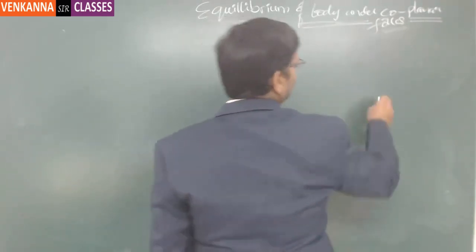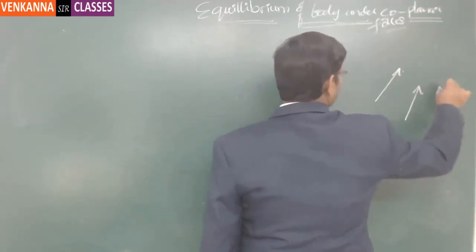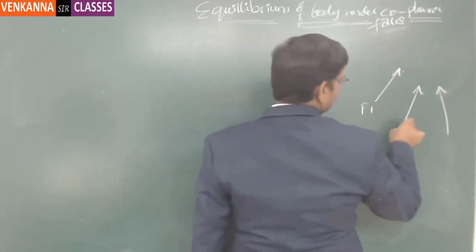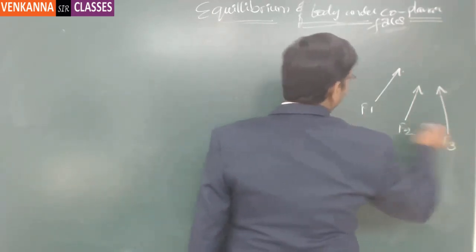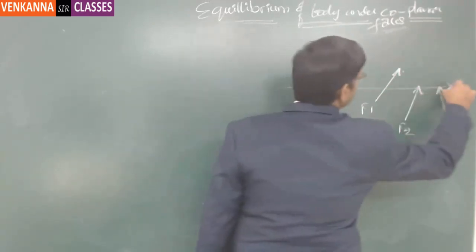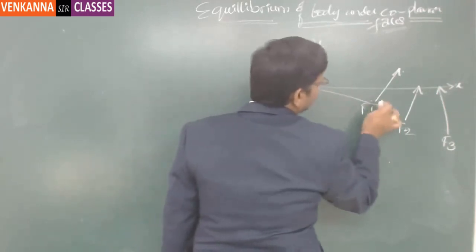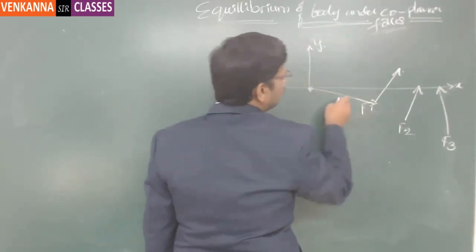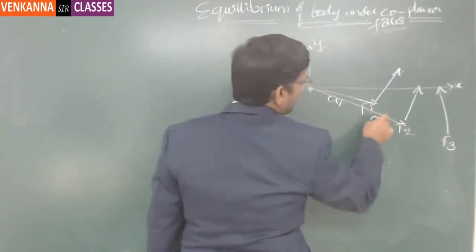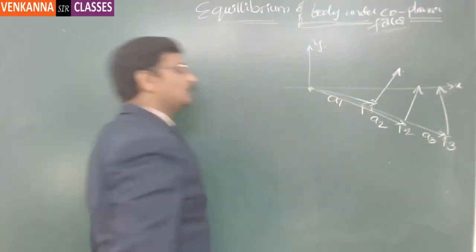So if there are multiple forces like this, all the forces together, this is F1, this is F2, and this is F3, and this is a randomly chosen location. Let us say this is the coordinate system, this is the x-axis and this is the y-axis. This location is the point of action of this particular force, and let us say this is A1, this is A2 and this is A3.